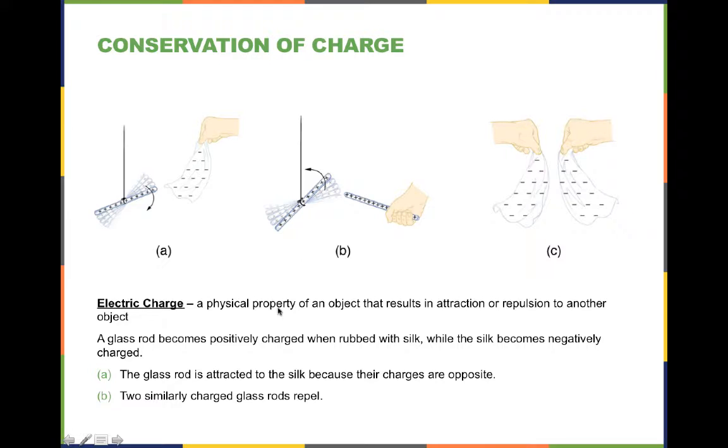In this second situation, you have a second rod that's also been rubbed. Now both of these are positively charged, and because both of them are positively charged, one will repel the other. Similarly, if you have two cloths, both of which are negatively charged, they will also repel each other. And this leads to one of the laws of charges, which is that opposite charges attract and like charges repel.